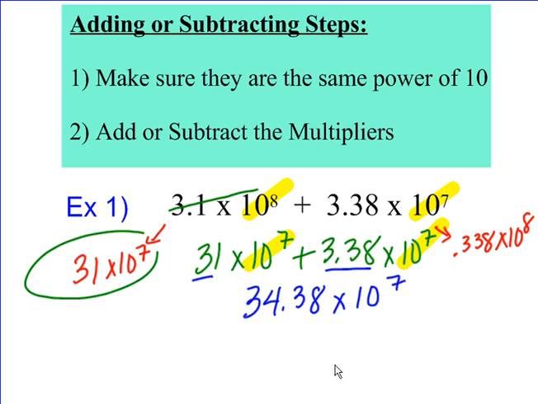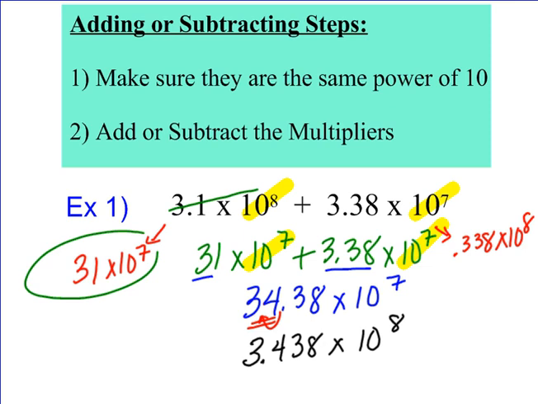Now at this point we might want to stop, but we have to think about this a little bit. We have to remember that we need to leave things in correct scientific notation. The problem is we only need one number in front of the decimal and we have two. So we need to get that decimal to move over one spot. We'll rewrite it as 3.438 times 10, and because we moved the decimal to the left, we have to increase the exponent by 1, and it becomes 3.438 times 10 to the 8th.